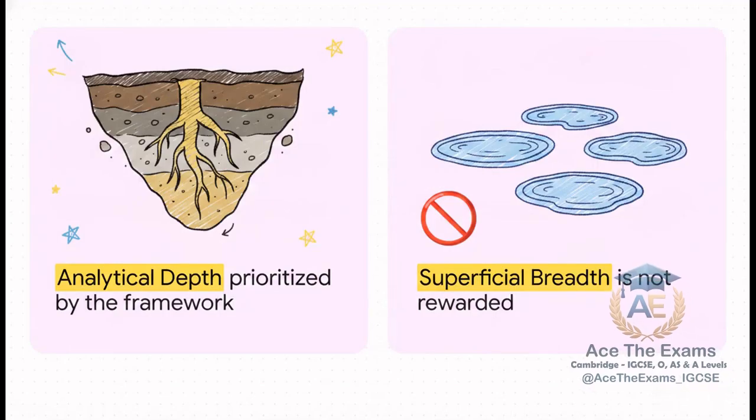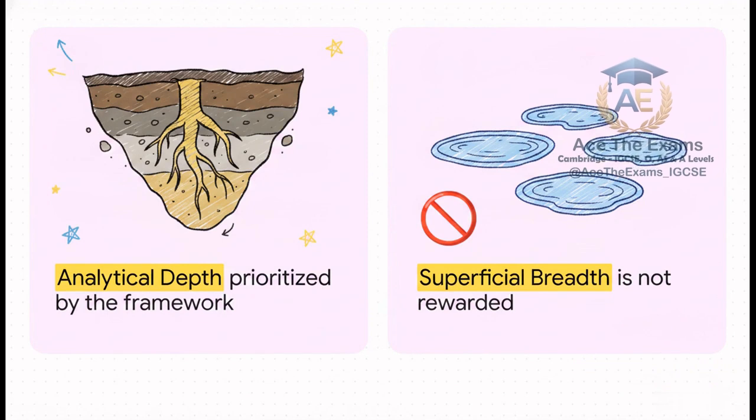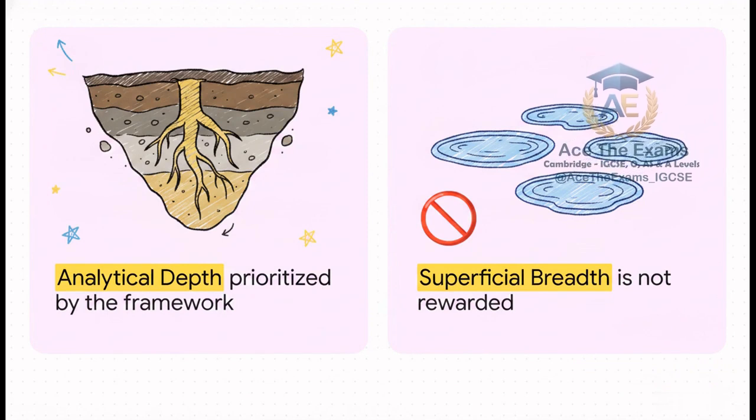Notice the stark, unmistakable contrast we're highlighting right now: analytical depth versus superficial breadth. This is the exact difference between a failing paper and a top-tier paper.